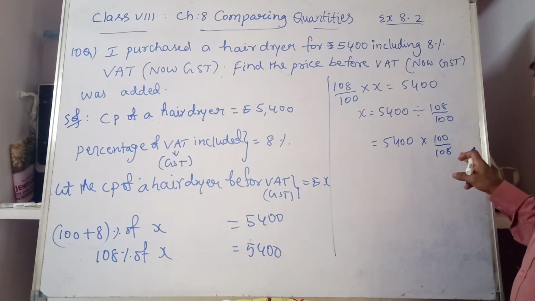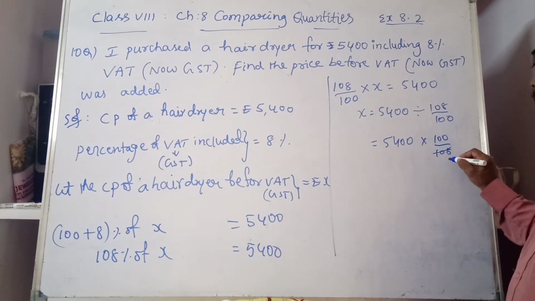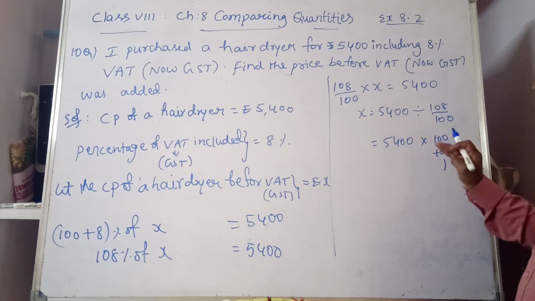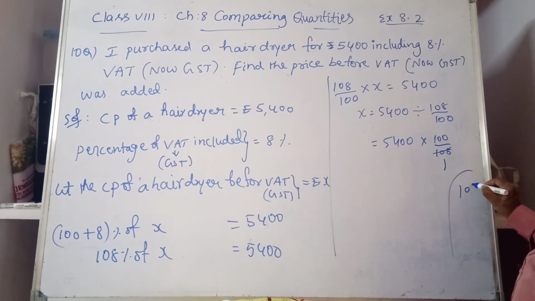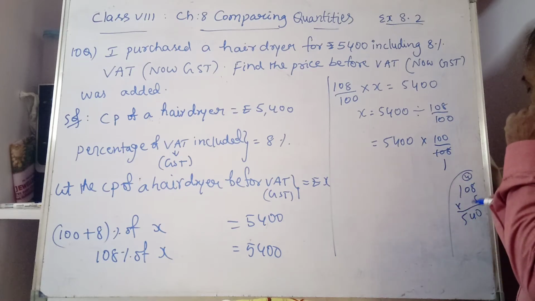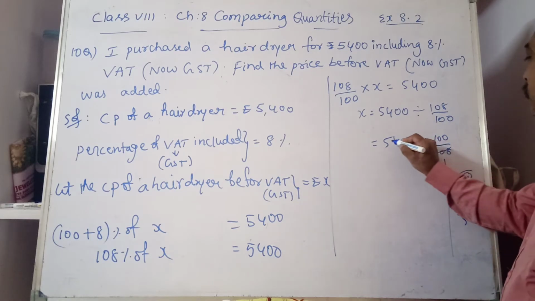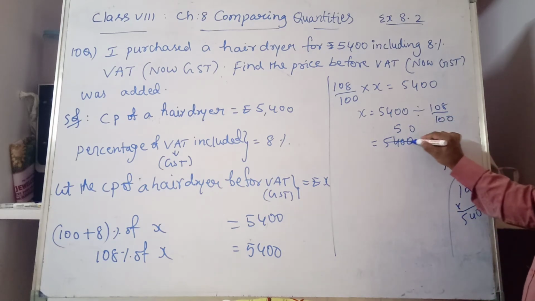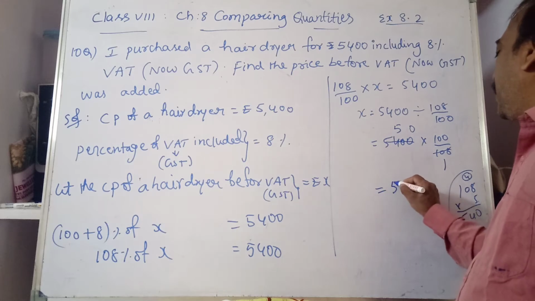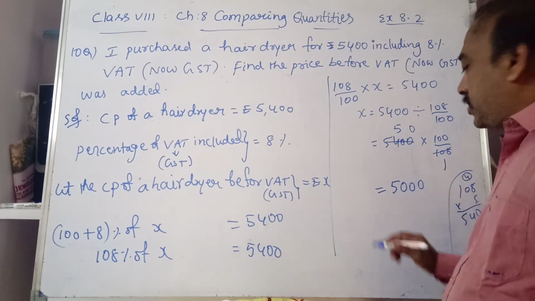Now look at this 108. 108 five times, you check it. I will multiply 108 into 5. 5 eights are 40, 5 zeros are 0 plus 4, 5 ones are 5. So 108 five times is 540. Which is nothing but 50 into 100, 5,000.